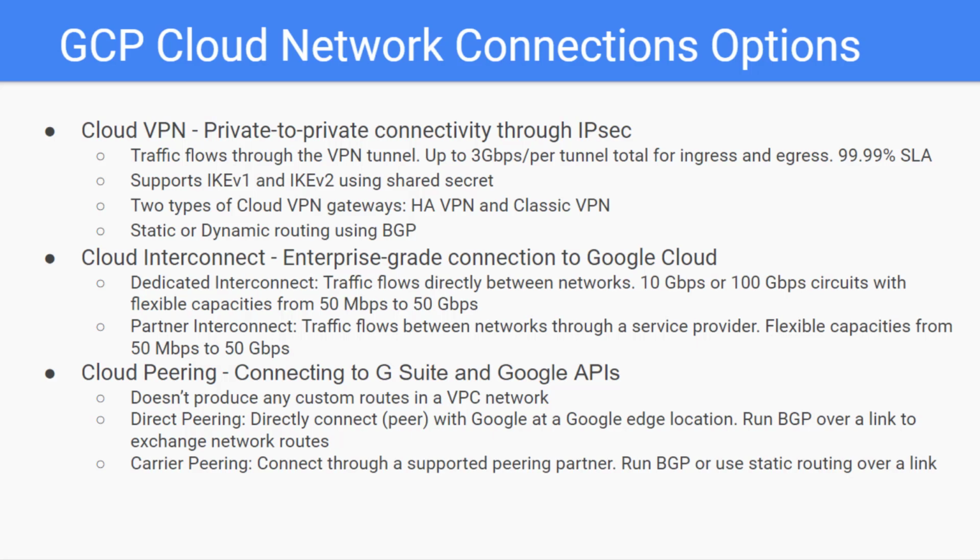There are two peering options, direct peering and carrier peering. Direct peering enables you to directly connect with Google Cloud at a Google edge location. Carrier peering enables you to peer with Google by connecting through a service provider, which in turn peers with Google. Both products give you access only to G Suite and supported APIs and don't provide access to VPC networks and VMs in Google Cloud.